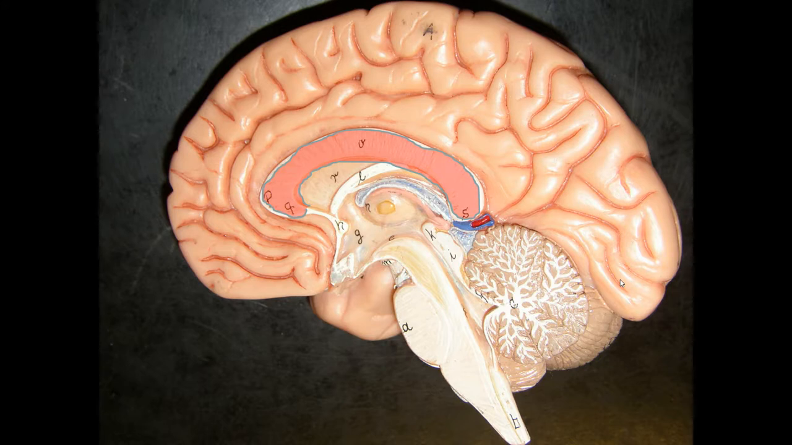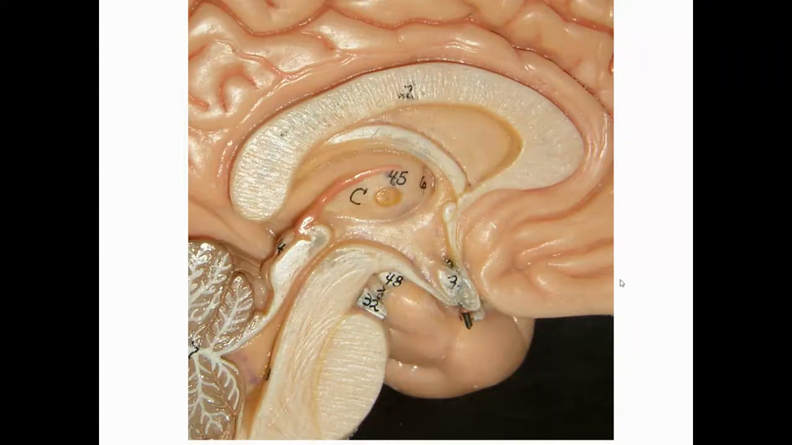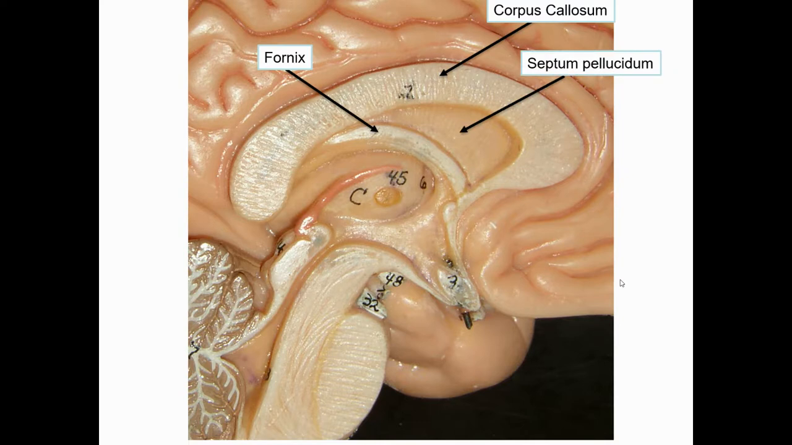If you move just a little bit inferior to the corpus callosum, you'll find this, which is another band of white matter. And this is called the fornix. In between those two, indented a little bit and streaky on the model, is actually a membrane that separates the lateral ventricles. It's called the septum pellucidum. We can see those here. So there's our corpus callosum, our fornix, and our septum pellucidum.